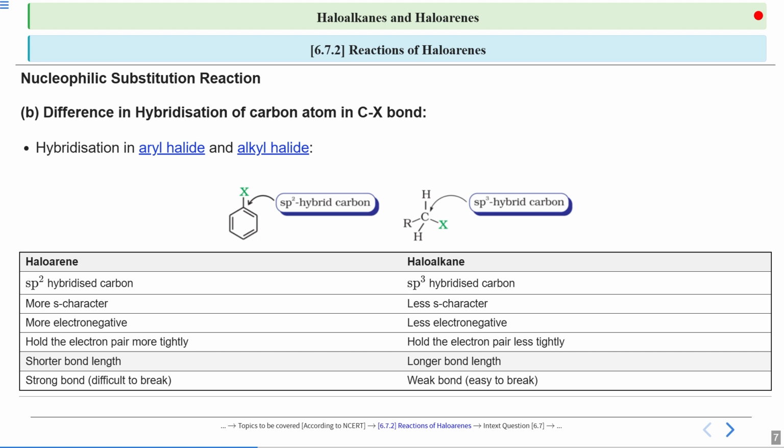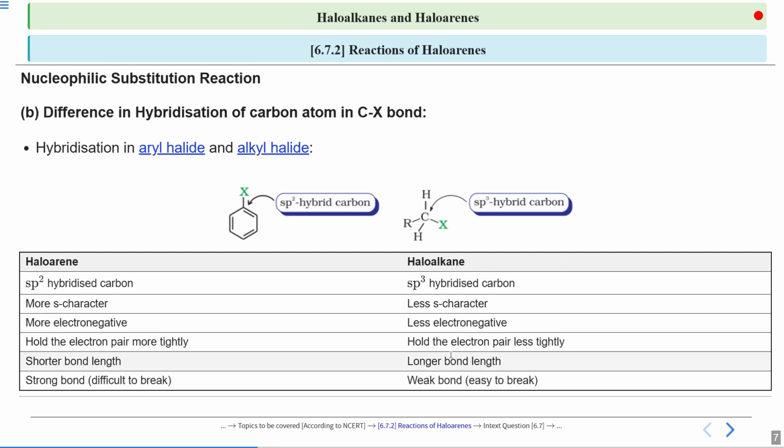That means the bond will become stronger and the bond length will become shorter, right? So, it is interrelated. More s character, more electronegativity, due to which the electron pair will be held more tightly by the halogen, due to which the bond length will be shorter and the bond will be stronger. Stronger bond means you need very large energy to break it.